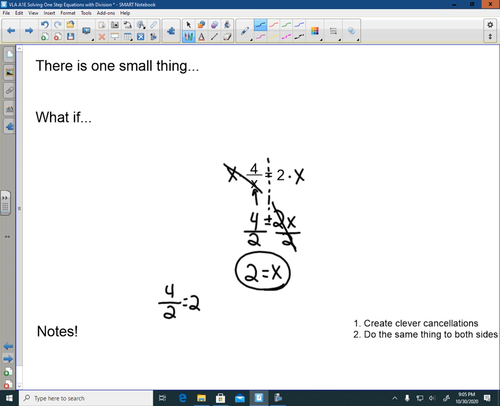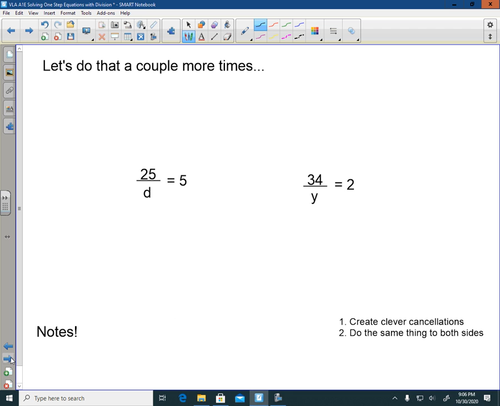So you don't have to worry. No matter where that variable is, that letter is, you're still going to create a clever cancellation and do the same thing to both sides. It's just that it might look different depending on where that letter is. Let's see this a couple more times.